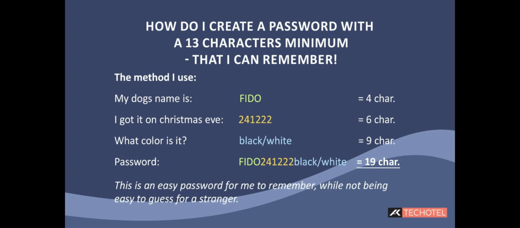The next question I ask myself is, when did I get it? I got it on Christmas Eve, the 24th of December 22, so that would be 24/12/22. The third question I ask myself is, what color is it? And that is black/white. So that means now I have created a password called FIDO 24/12/22 black/white. That is a very secure password. If you measure it as you can do on the internet, it will come back as a qualified Fort Knox code. That means it's very difficult to break.